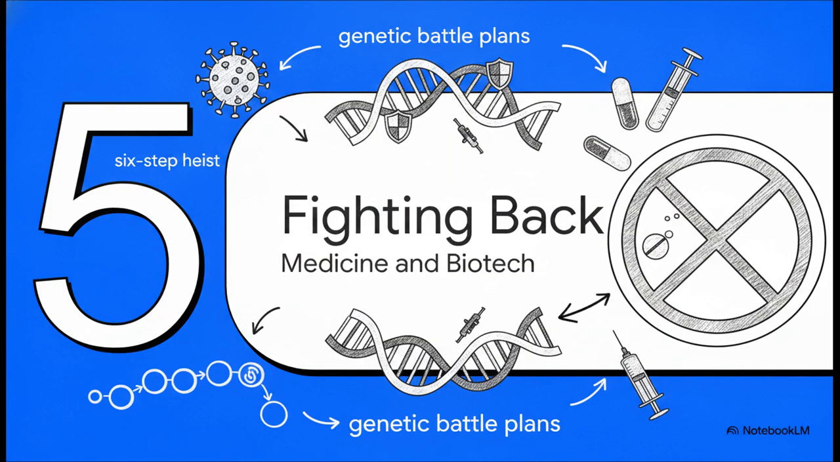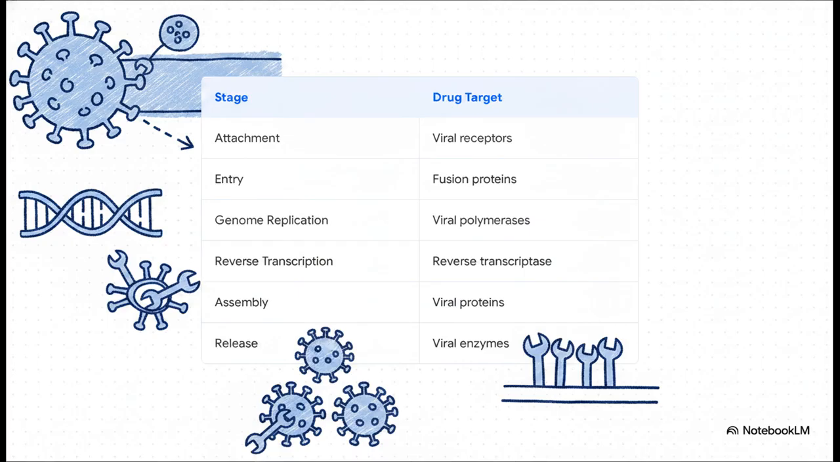That brings us to Section 5, fighting back. So how exactly do we use this incredibly detailed knowledge of their 6-step heist and genetic battle plans to mount a defense? Well, we don't just throw medicine at a virus blindly. Modern antiviral drugs work by systematically targeting very specific stages of the replication cycle. For instance, if we can block the viral receptors, we completely stop step 1, attachment. If we inhibit reverse transcriptase, retroviruses can't write themselves into our DNA. By completely understanding the viral machinery, we know exactly where to throw the wrench.